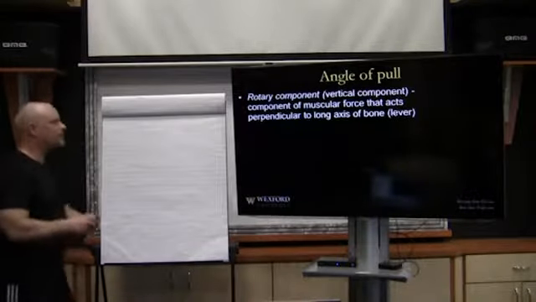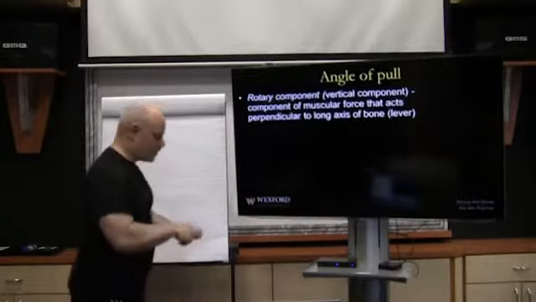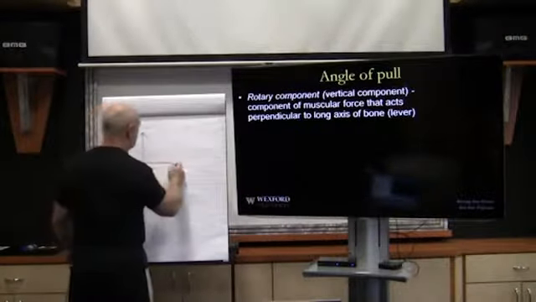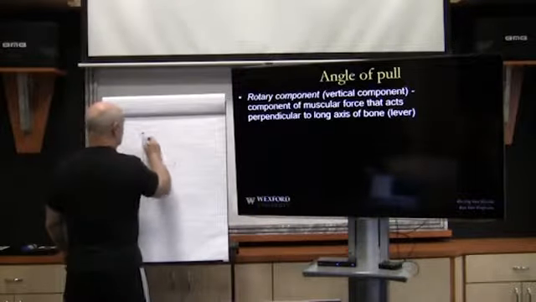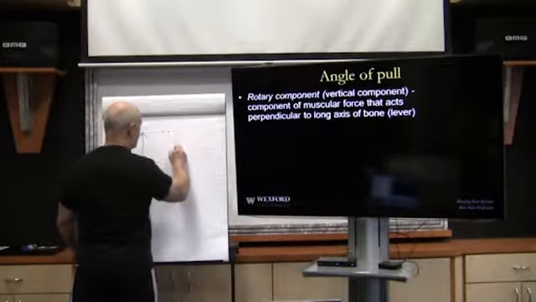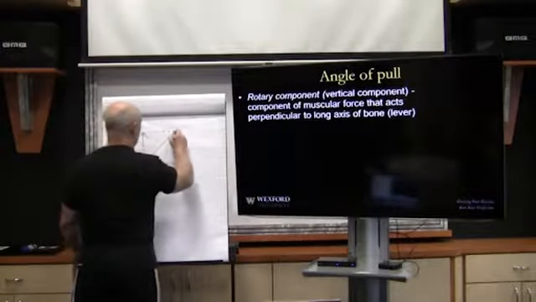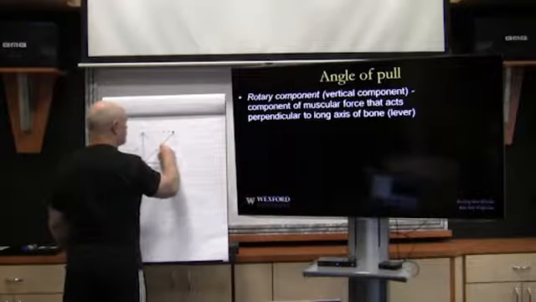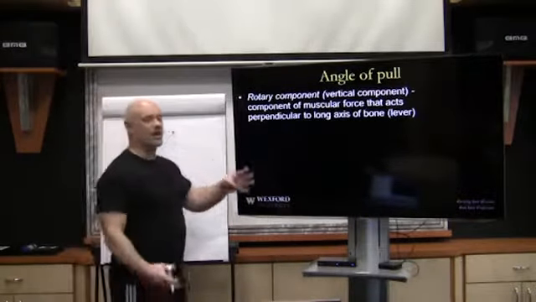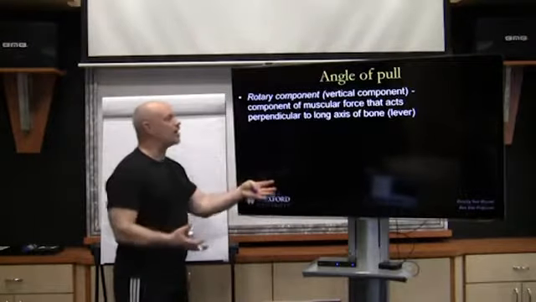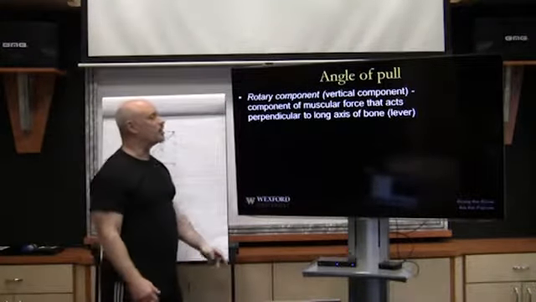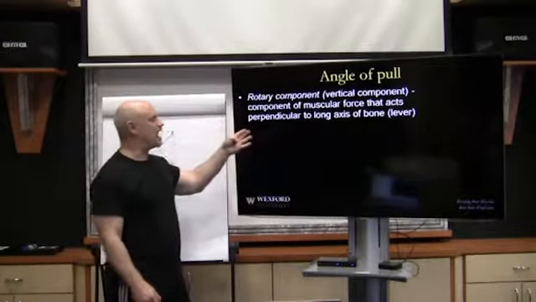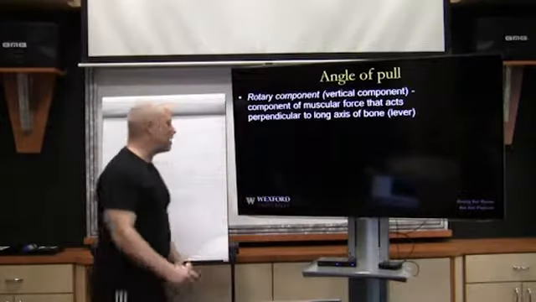Let's look at this. If we look at that, we have a vertical and horizontal component. So if we do vector resolution, we can see the resultant vector would be right there. So this is vertical, this is horizontal, and this is the resultant force. Now if we look at the angles of pull here, the rotary component is always going to be the vertical component.